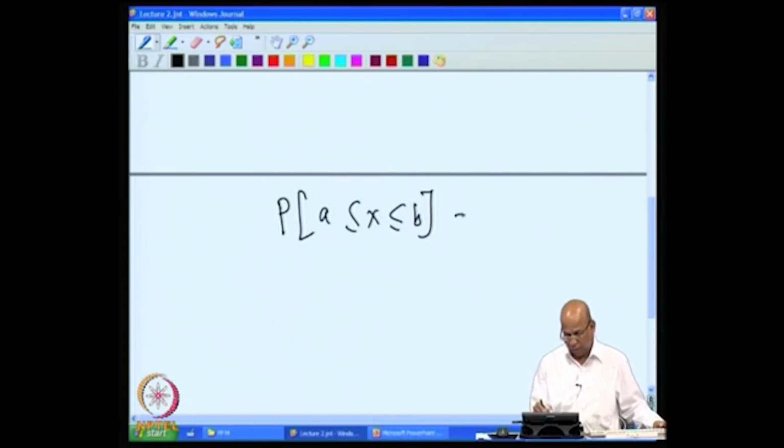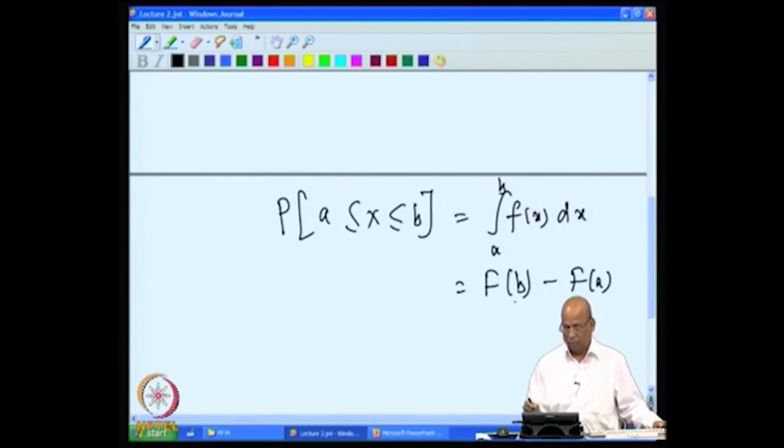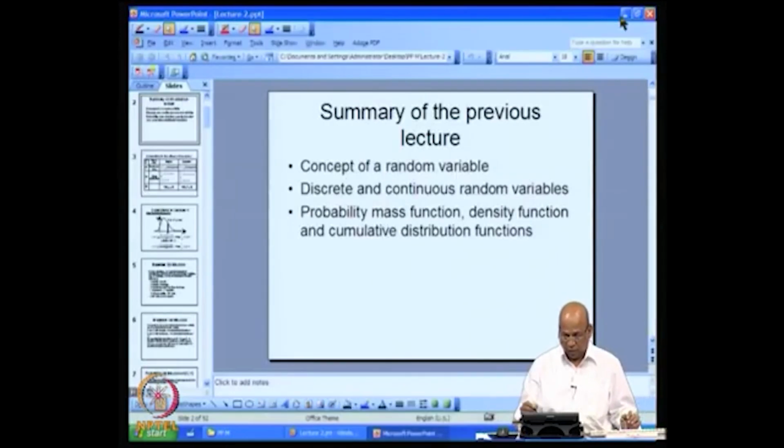From this we introduced the concept that the probability that x takes on any value between the given values of a and b is simply given by the integral from a to b of f of x dx, which from the definition of CDF turns out to be F of b minus F of a, which is the CDF value at the point b minus the CDF value at the point a. Then we examined a few applications related to these in terms of simple numerical examples to drive home the point that we can estimate the probabilities from the given CDFs.